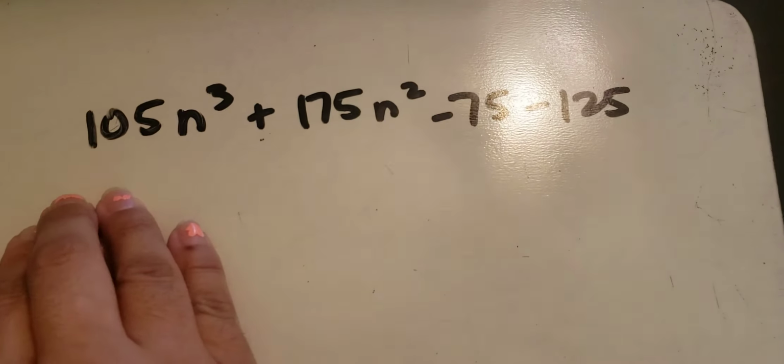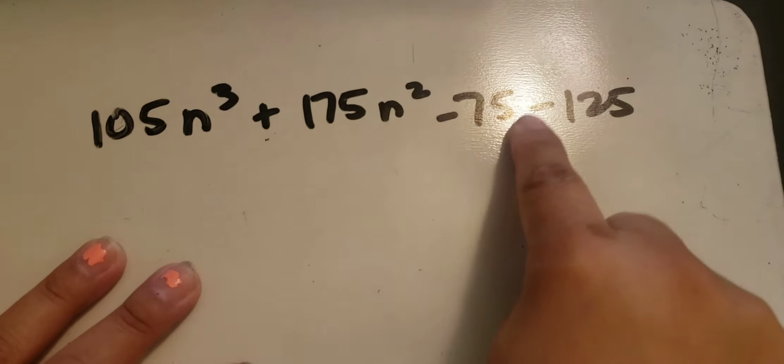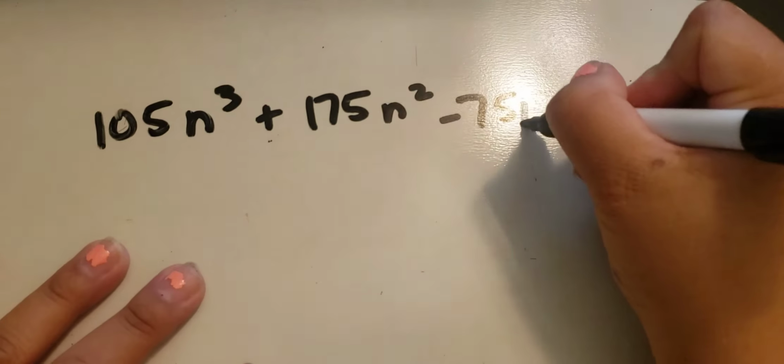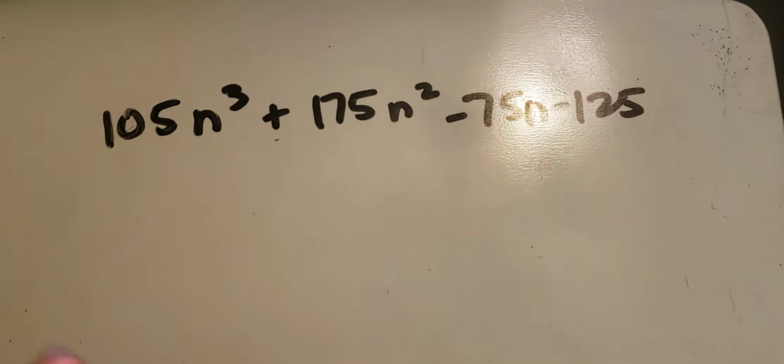But what I notice is they don't all have n's. Oops, this one's missing an n. Sorry. They don't all have n's, but I know they all have a common factor of at least 5.